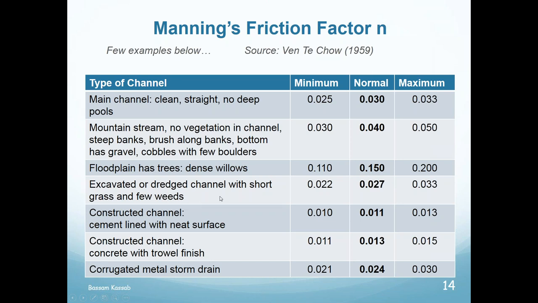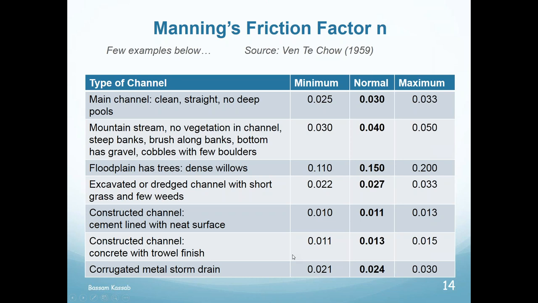And if the channel is excavated and it has some weeds growing, that's 0.027. But if it's a human-made channel, a constructed channel, lined by cement, very neat surface, very good job done, Manning's n could be around 0.011, very low value. But if it's a concrete channel with trowel finish, that means not that smooth, 0.013. If it's a corrugated metal storm drain, a metal pipe for storm drain, it's higher, 0.024.